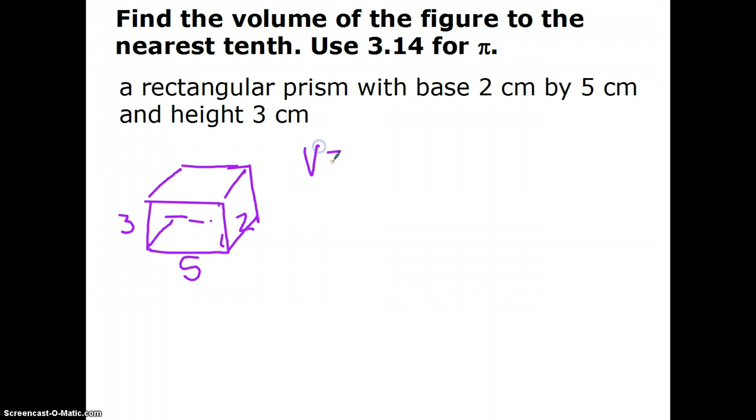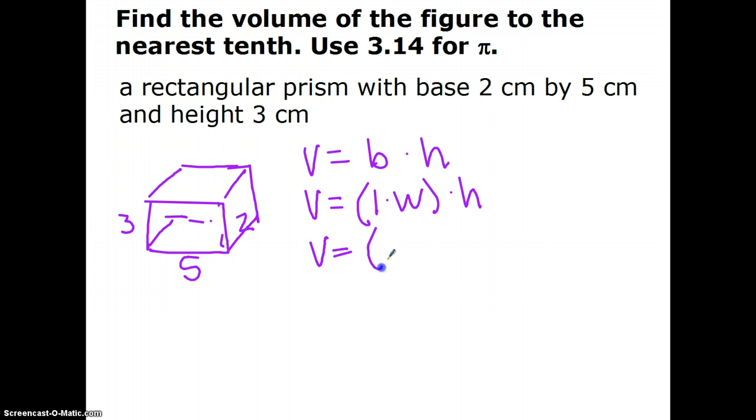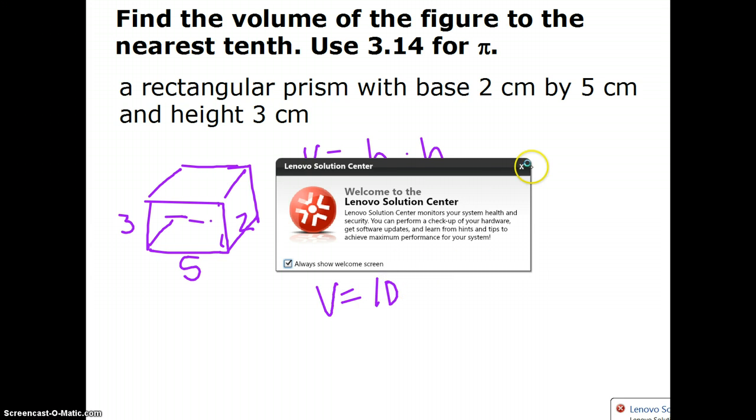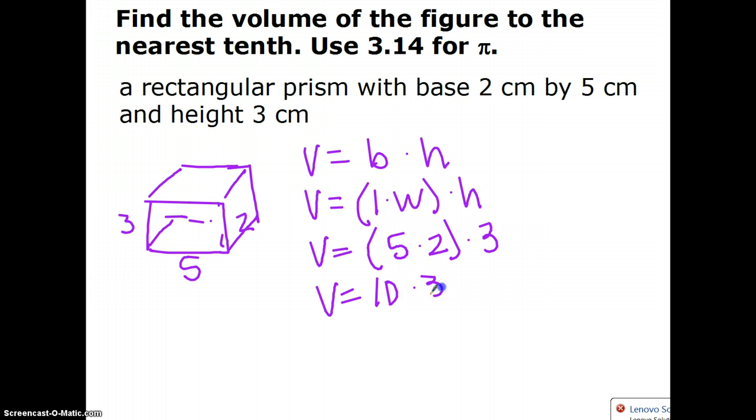So my volume is the area of the base times the height, which this time is length times width, because it's a rectangle, times the height. So volume is 5 times 2 times 3. So volume is 10 times 3, and volume is 30 centimeters cubed.